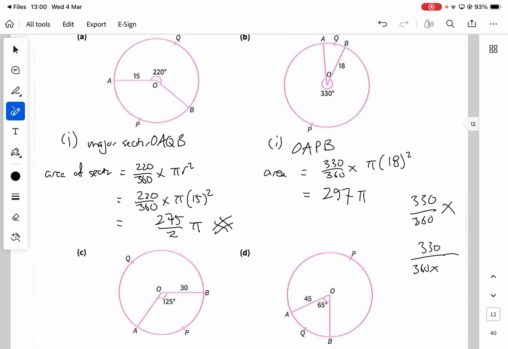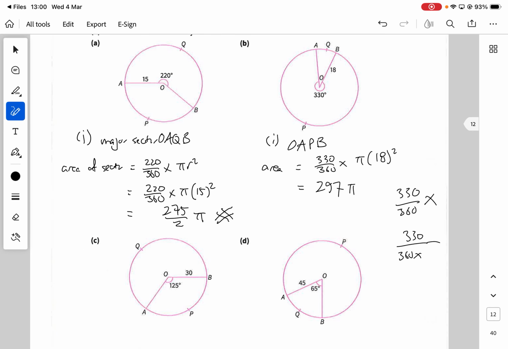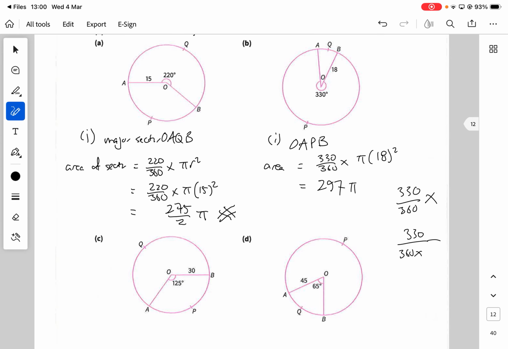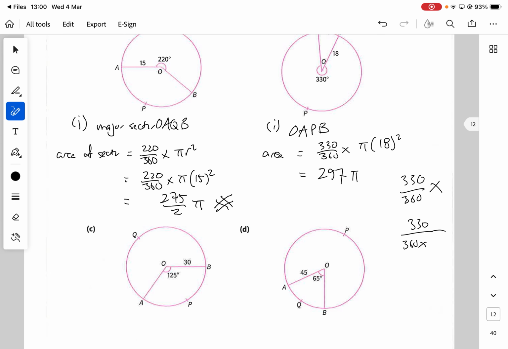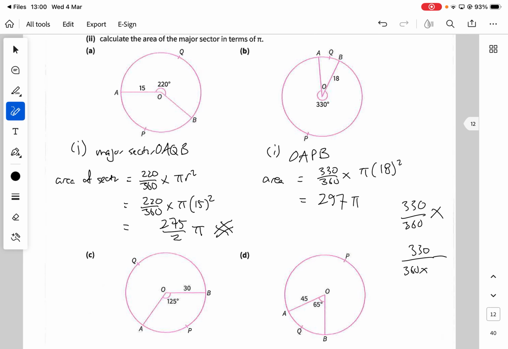Wait, I check the answer again. Yeah, good. Major, so it is OAQB. Then for the angle, major, so I need to find the bigger angle. The bigger angle is 235. Okay, then area of sector is 235 out of 360 multiply pi r square.